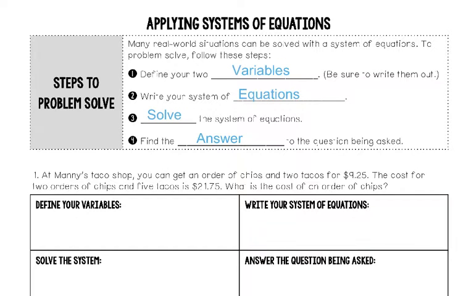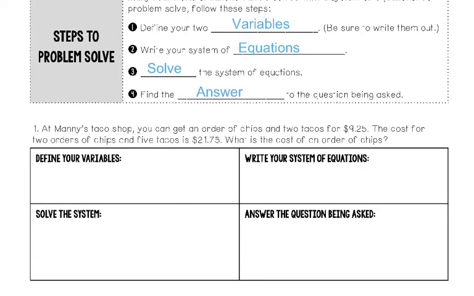So let's go ahead and look at number 1. This is an example about Manny's Taco Shop. You can get an order of chips and 2 tacos for $9.25. The cost for 2 orders of chips and 5 tacos is $21.75. What's the cost of 1 order of chips? So the two things we're asking about here are chips and tacos. We want to know the cost of an order of chips and the cost of an order of tacos.